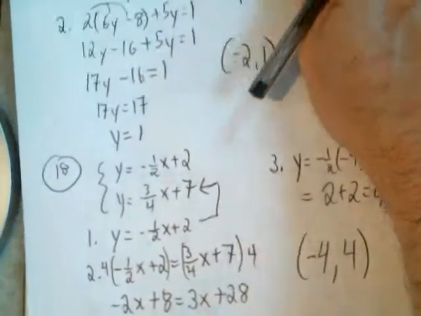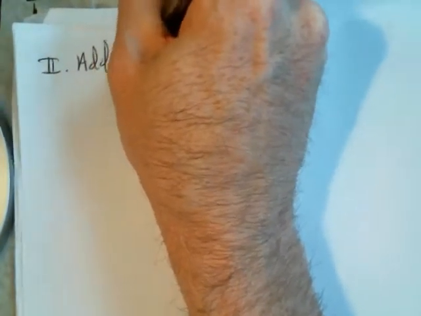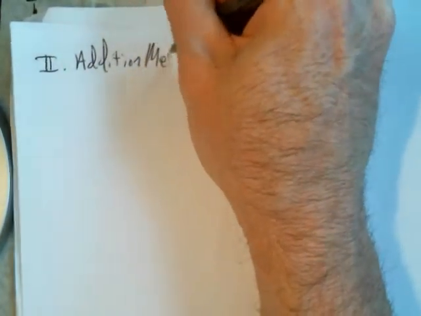So that's our first method for solving systems, the substitution method. The next method we want to look at is called the addition method. And I'll be expecting you to know how to do both methods for the test.